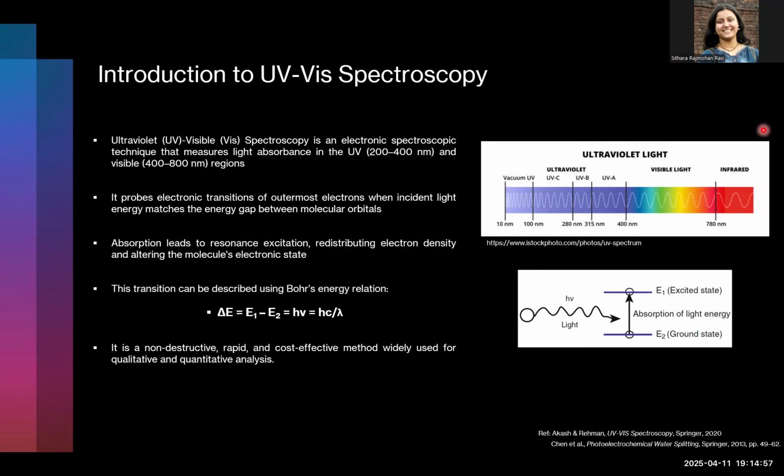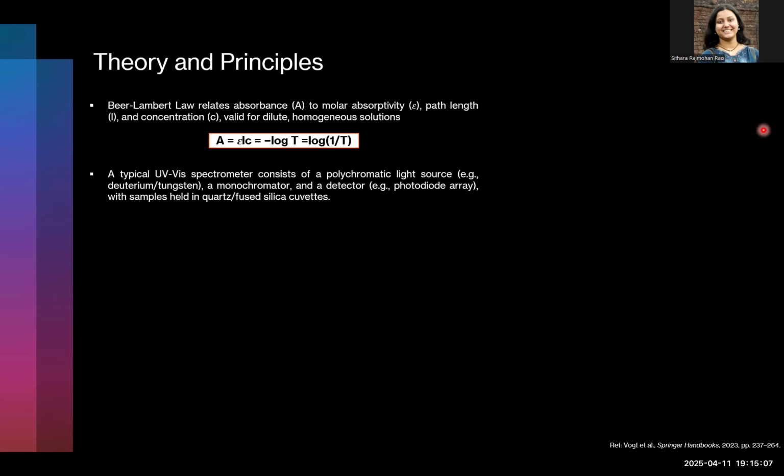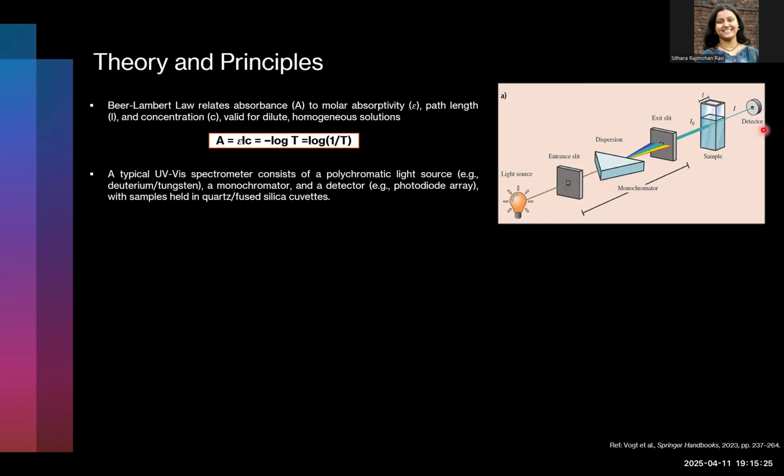UV spectroscopy is generally a non-destructive technique. It's rapid and cost-effective, which is why it's used in a lot of qualitative and quantitative analysis. The basic theory behind UV absorption: the Beer-Lambert law relates absorbance to the molar absorptivity, path length, and concentration of the sample. The only limitation is that it's applicable only as long as the solutions are dilute as well as homogeneous.